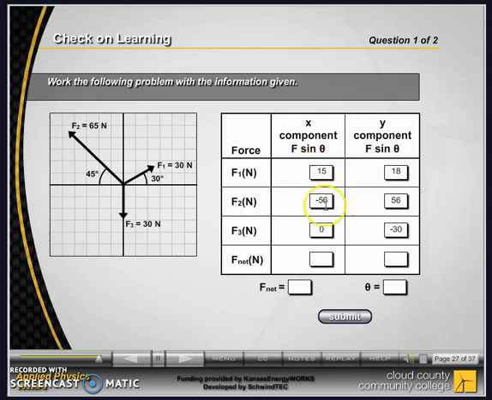So 15.56, approximately negative 40. Approximately 44. So negative 40 will be back this way. 44 will be up this way. And you see the resultant. We could measure this angle.